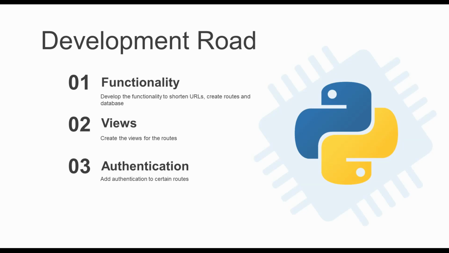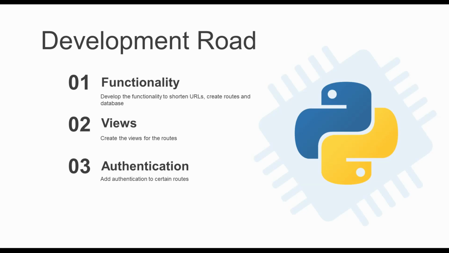First of all, we are going to develop the functionality. We are going to develop the URL shortener, we are going to develop the classes, the routes, we are going to configure Flask, we are going to create ORMs, we are going to have an SQLite database.